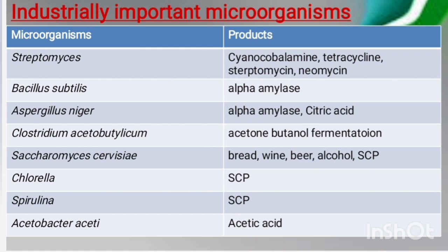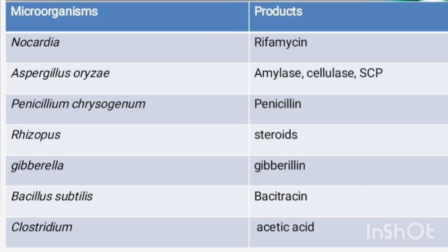The next one, Saccharomyces cerevisiae. It is used for the industrial production of a variety of products like bread, wine, beer, SCP, etc. Then Chlorella and Spirulina are used for the SCP production. Acetobacter aceti can produce acetic acid. Nocardia is used for the production of rifamycin.